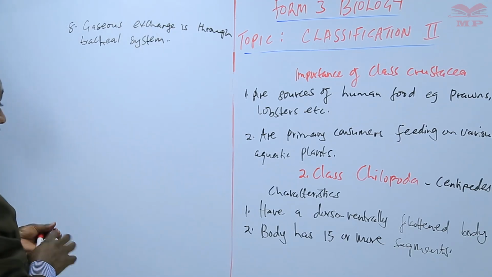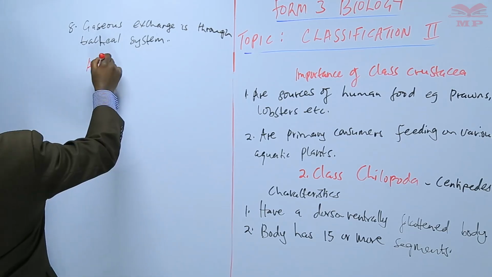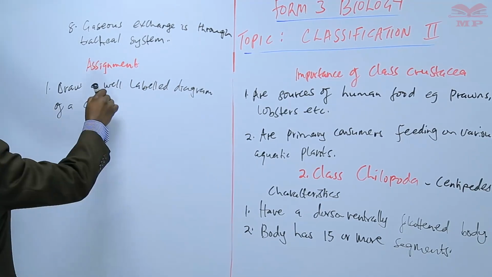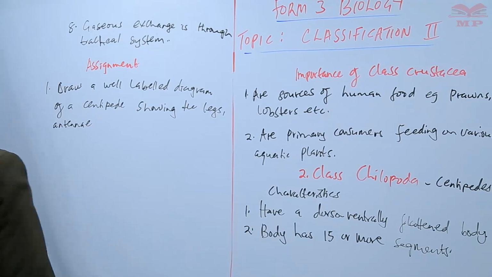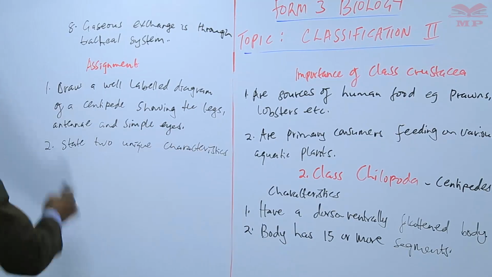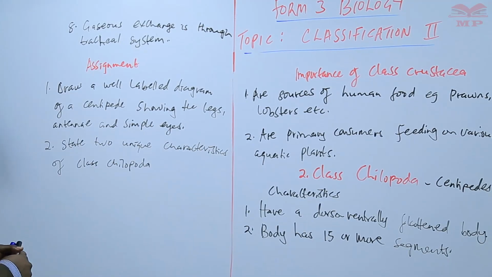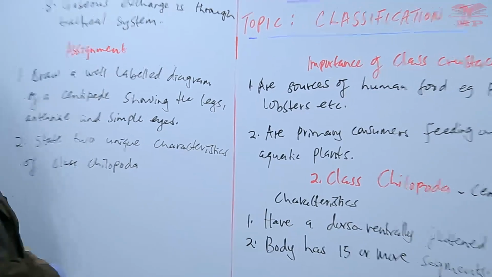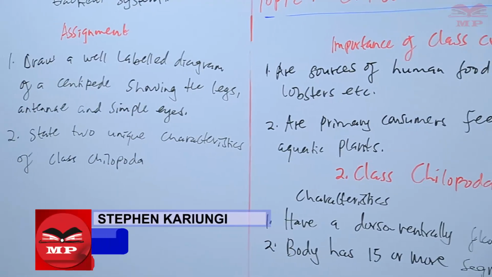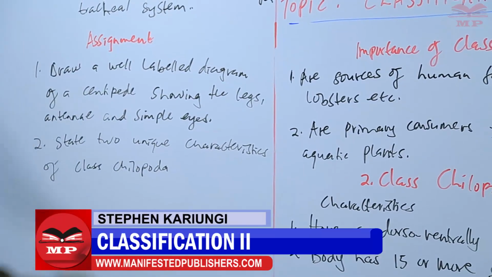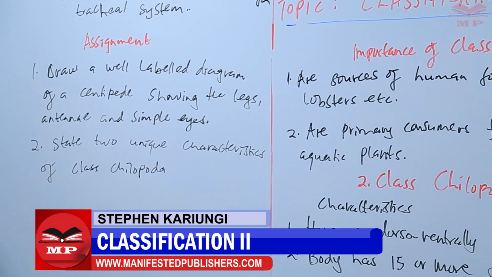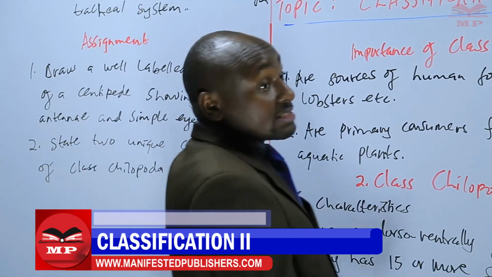So you'll have an assignment on that. The first question: draw a well-labeled diagram of a centipede showing the legs, antennae, and simple eyes. And 2, state 2 unique characteristics of class Chilopoda, as we have discussed.